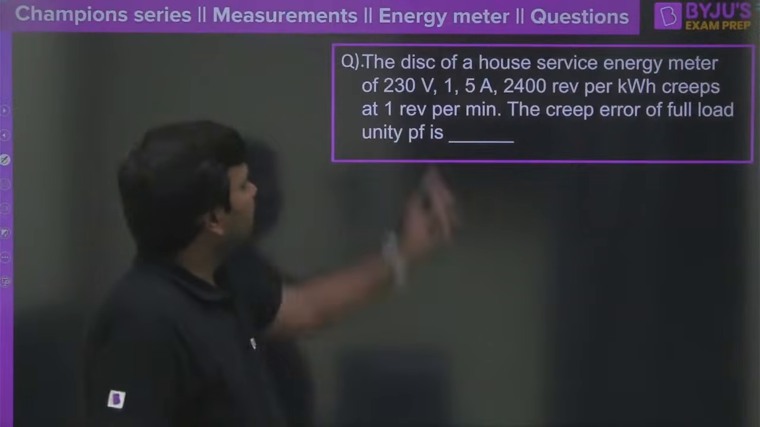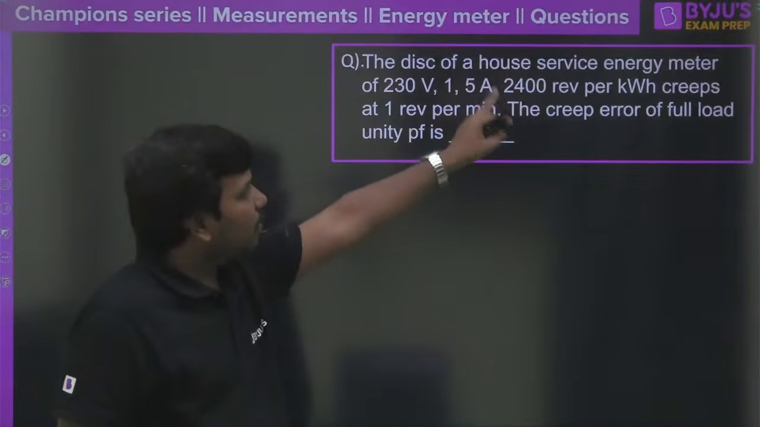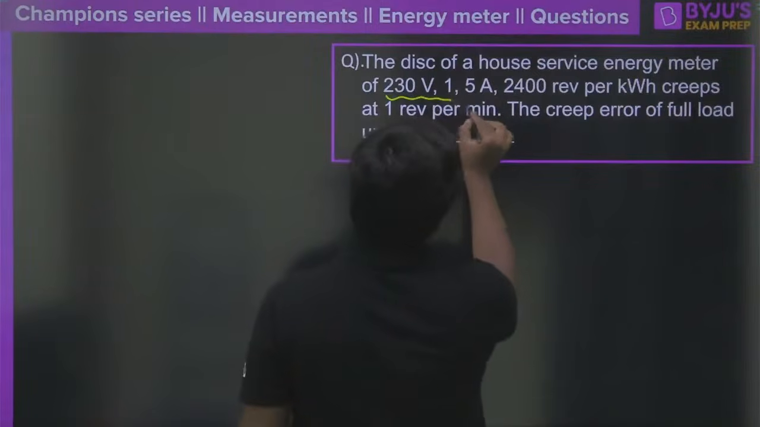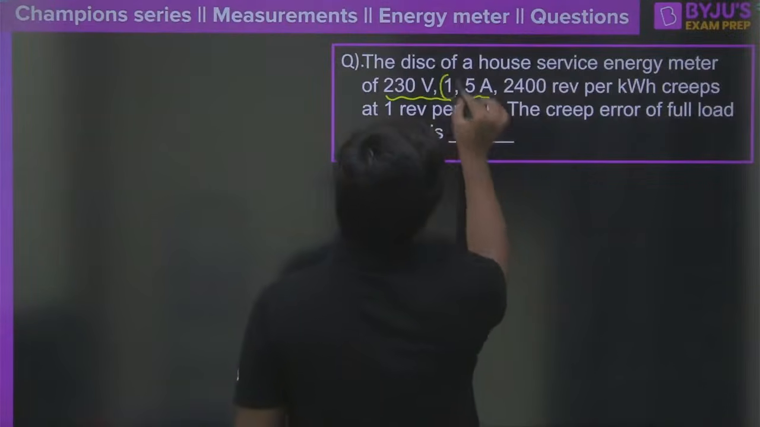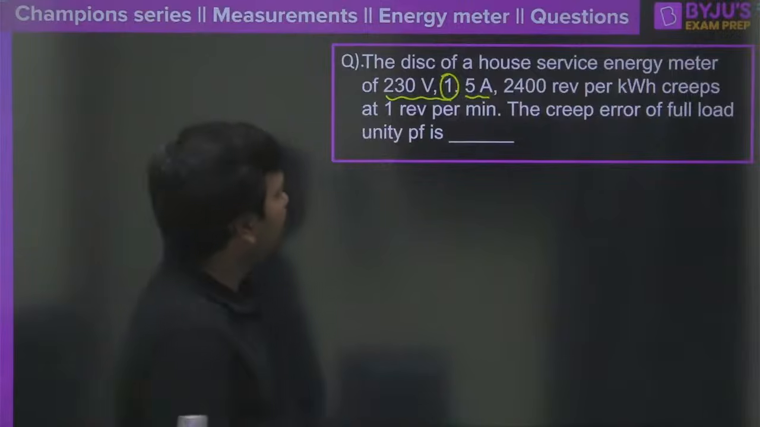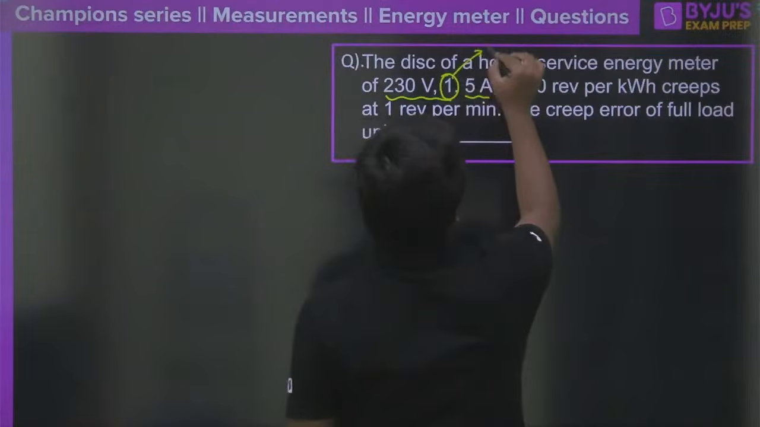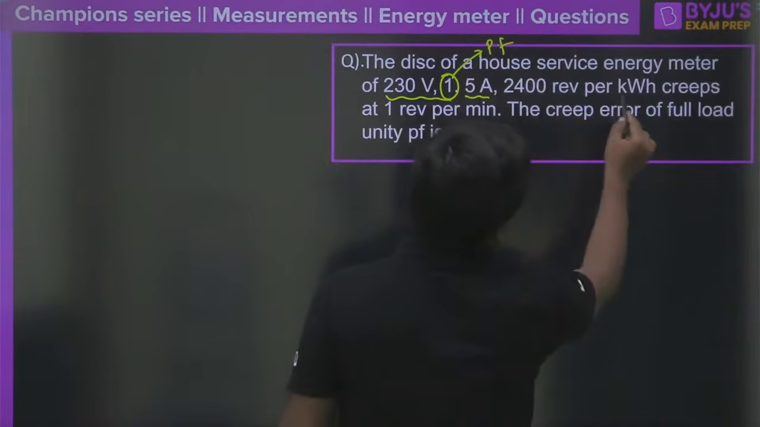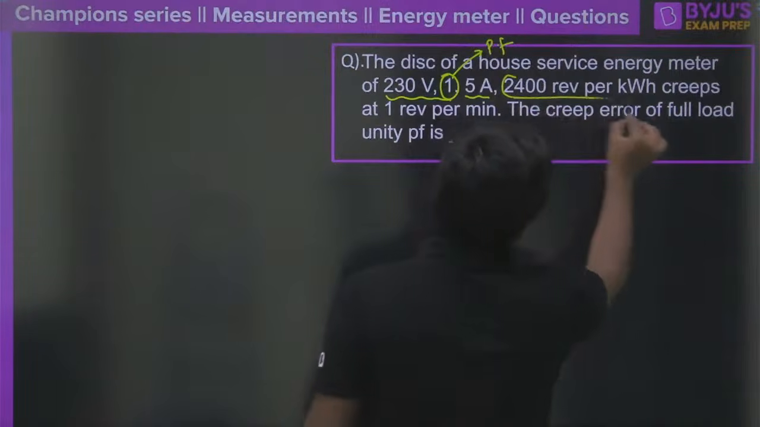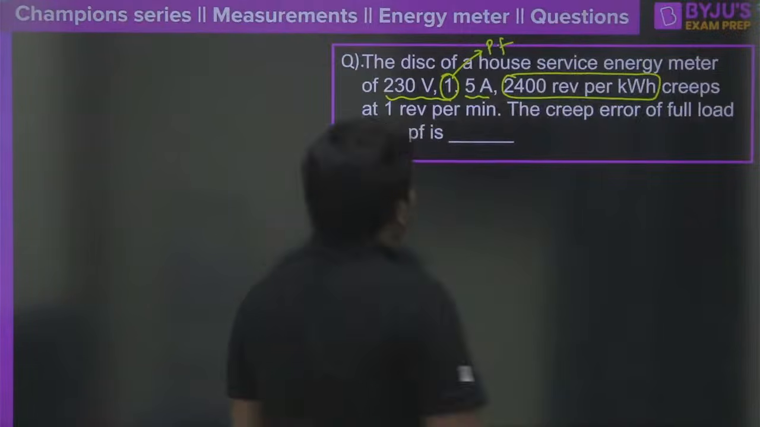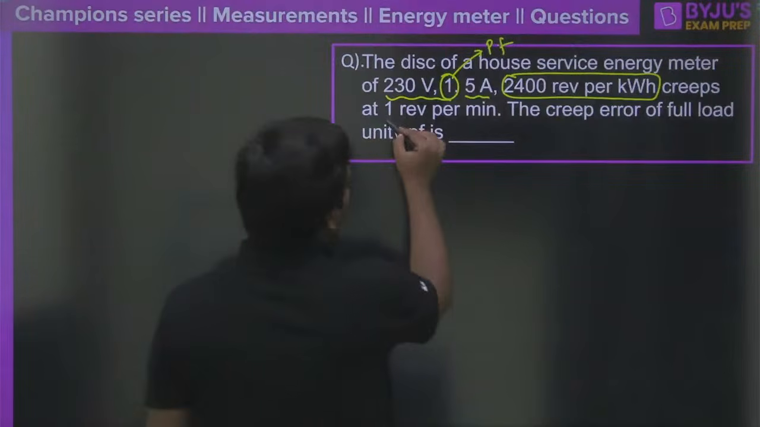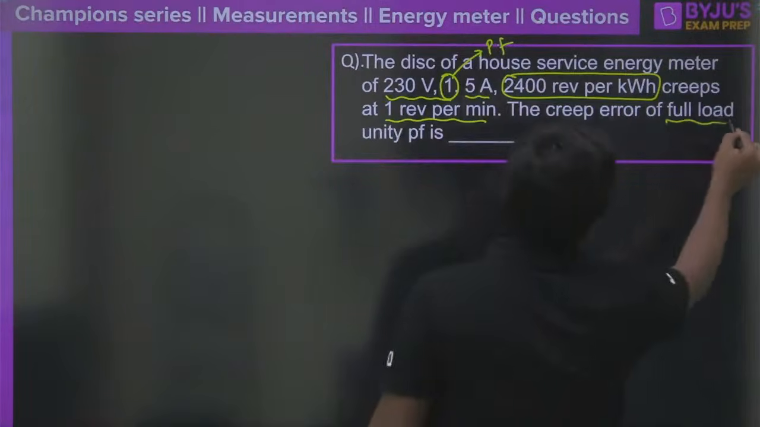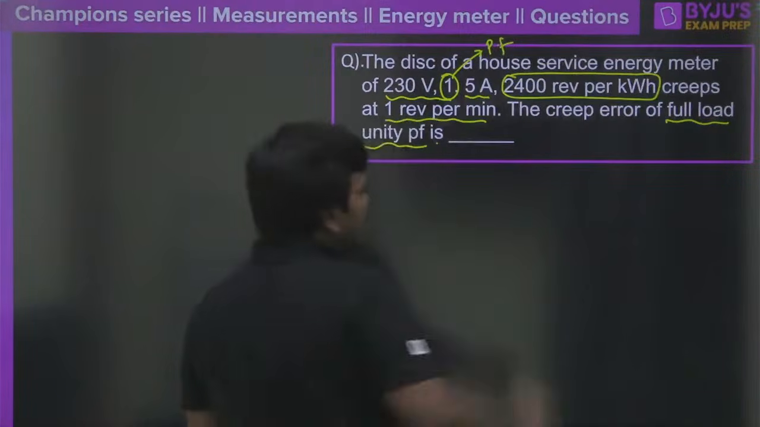Yes, very good. The disk of a house service energy meter is 230 volt, 5 ampere, unity power factor, 2400 revolutions per kilowatt hour. In fact, this is the meter constant. He has given the meter constant. Good. It creeps at 1 revolution per minute. The creeping error at full load and unity power factor is dash.